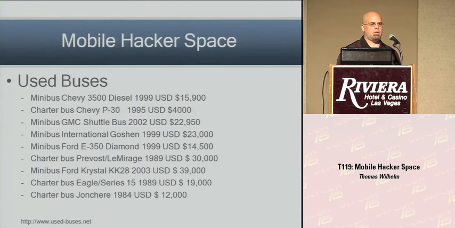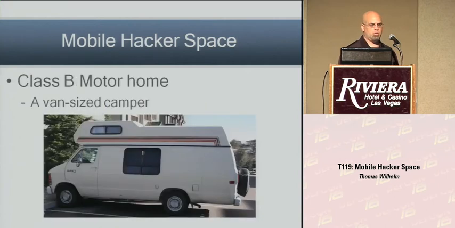You can find out online that there are some used buses, and they vary in prices, linked down at the bottom. But what I got was through Craigslist. I found a Class B motorhome. It's a van-sized camper, and because it's considered a Class B, I didn't have to get any special driving permits or license or anything like that. Now, this is really freaking ugly, I will admit. My wife affectionately called it hunk of junk, so I thought it was appropriate at that time.